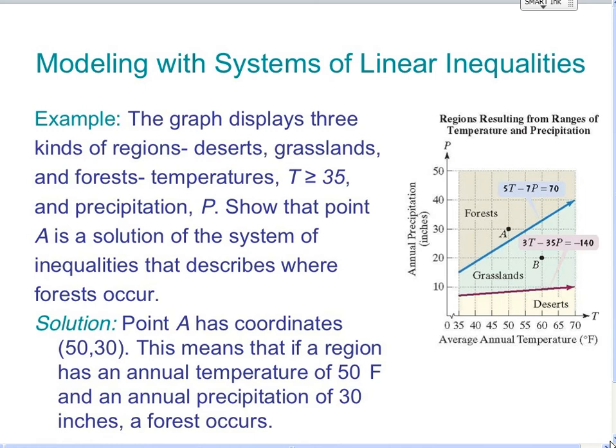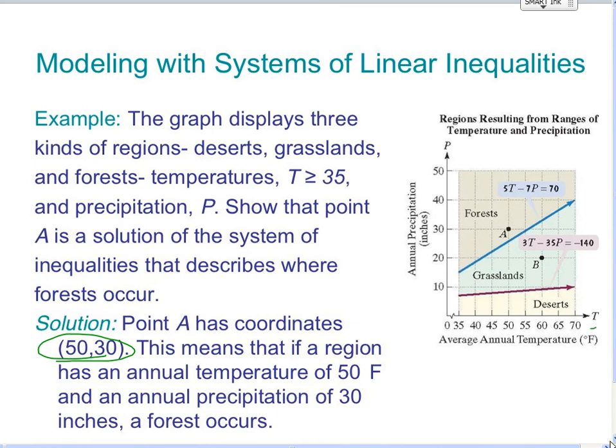Show that point A is a solution of the system of inequalities that describes where forests occur. So what you're going to do is get your point A. You're going to figure out the coordinates of point A, and plug it into the inequalities for forest. The coordinates for point A are the point 50, 30.